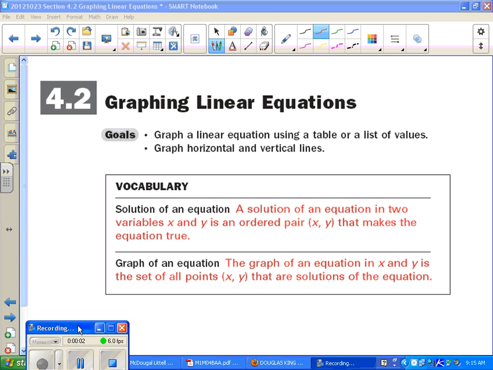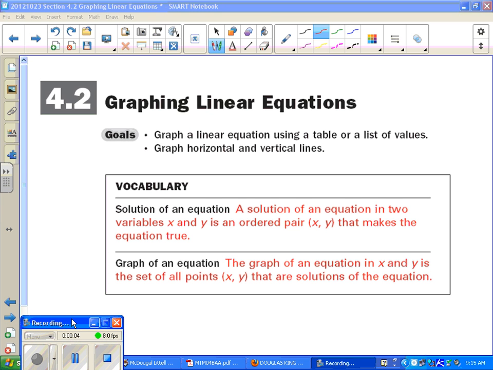Okay, we're looking at section 4.2, graphing linear equations. We're going to graph a linear equation using a table or list of values. We're going to look at horizontal and vertical lines. We've got a couple definitions first.